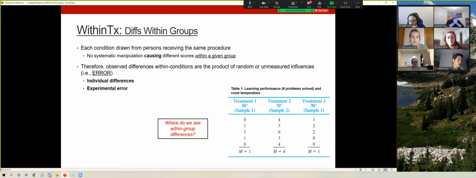So Amanda, where are we seeing our within group differences in this table here? You would look at all the scores within temperature 1, within temperature 2, and within temperature 3. Yeah, this is my treatment. This is the variability that we're seeing in scores within groups. This is our measure of error, right? Because by definition, any differences that we're seeing have to be due to some unmeasured stuff. So that's all error variance, okay?